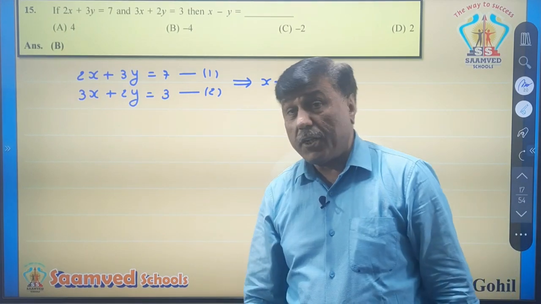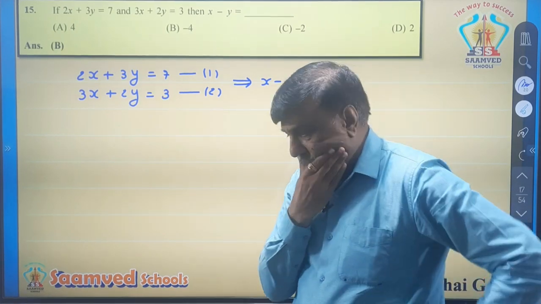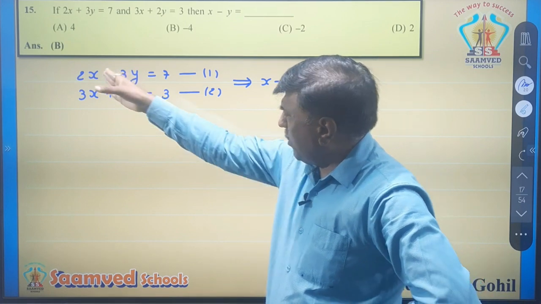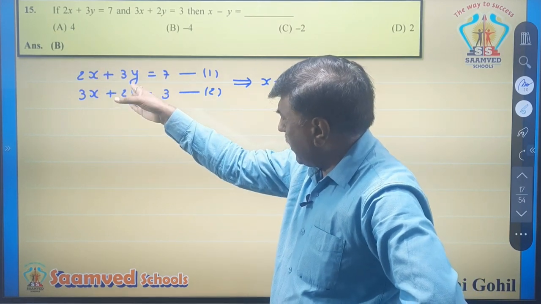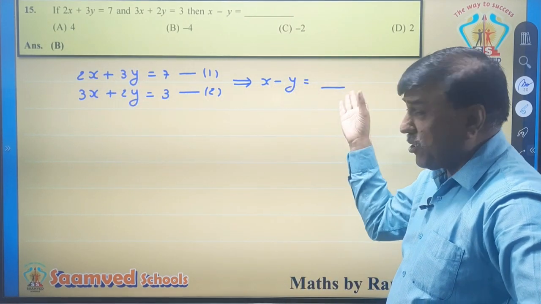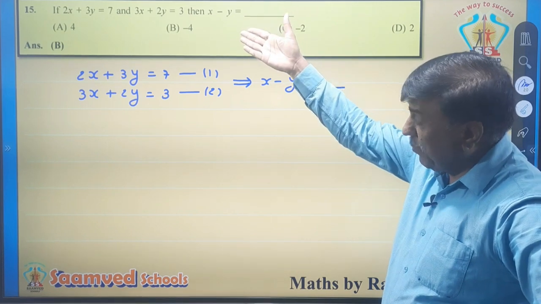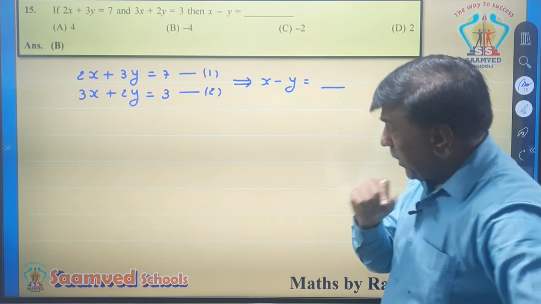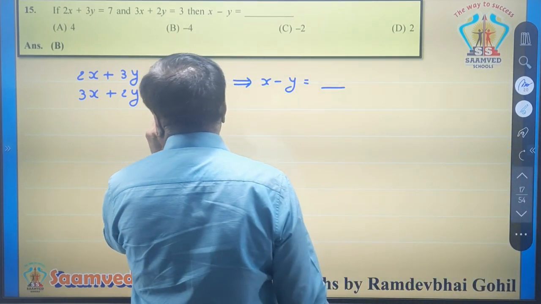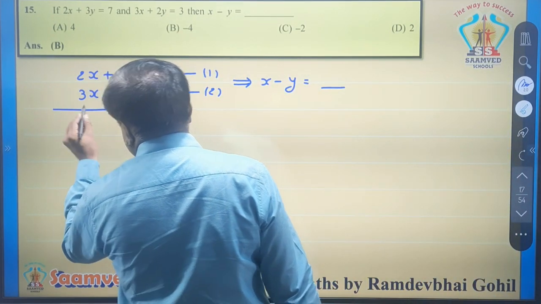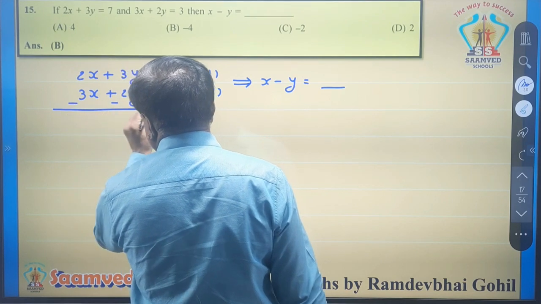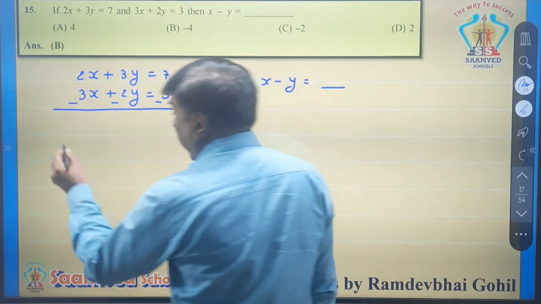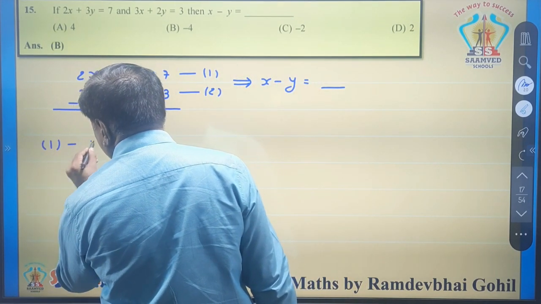Again, this is a tricky question. If you find x and y and then you find x minus y, then the question will be long. Trick is, you have to take the difference of these two equations. 1 minus 2.